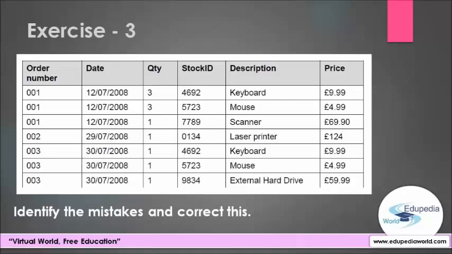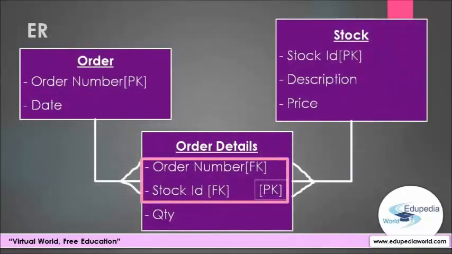The order number and the date should be in one table. The stock ID, description and the price should be in one table, and the mapping between these two tables with the quantity should be in one table. And this should be our final design. In the order table, the order number is the primary key. In the stock table, the stock ID is the primary key, and the mapping between these two tables is called the order details. In the order details table, we are using the order number and the stock ID as the foreign keys, and using both of them, we are making a composite primary key. And also, this order details table includes the quantity attribute.